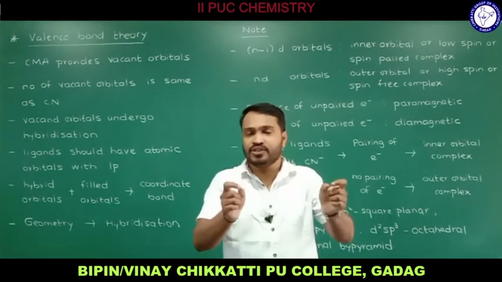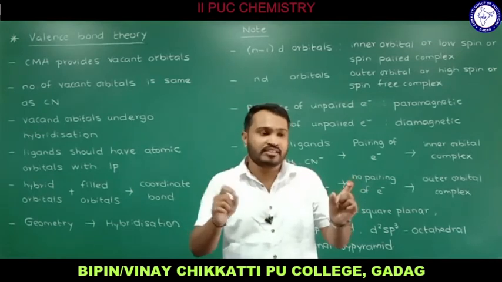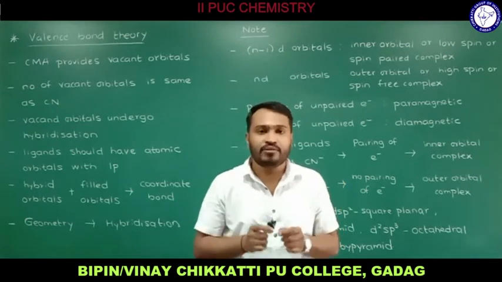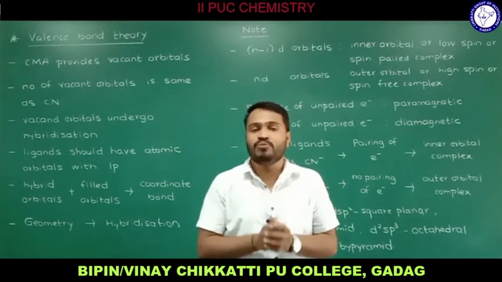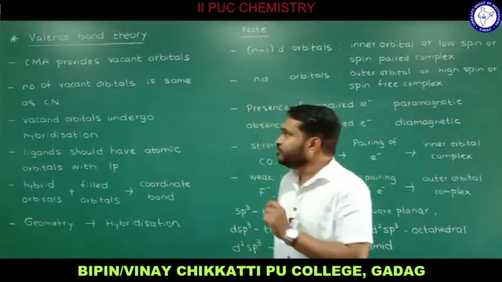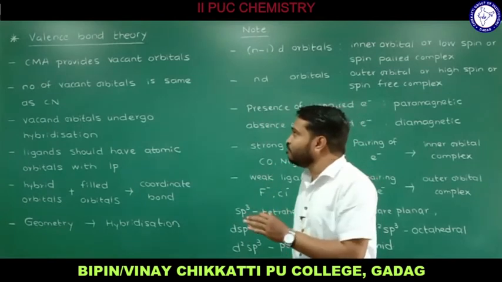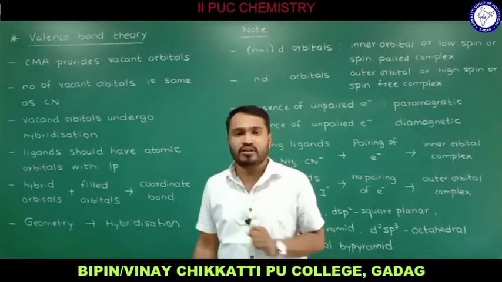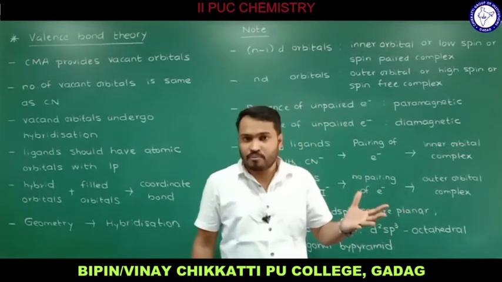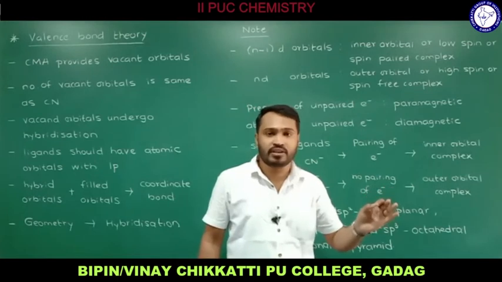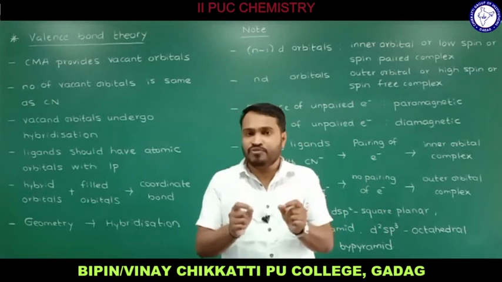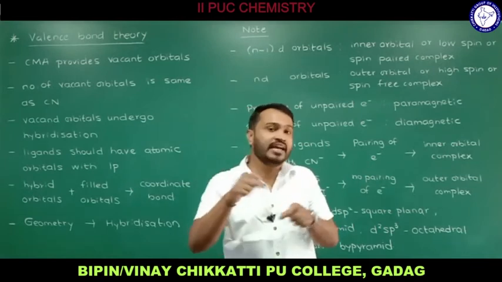In some examples, we have vacant orbitals. It may be S atomic orbital, it may be P or D. In some cases, pairing of electrons takes place so that a vacant atomic orbital is generated in the central metal atom. The second one: the number of vacant orbitals is the same as the coordination number. The central metal atom provides vacant orbitals, but the number of vacant orbitals depends upon the coordination number, that is, how many ligands surround the central metal atom.